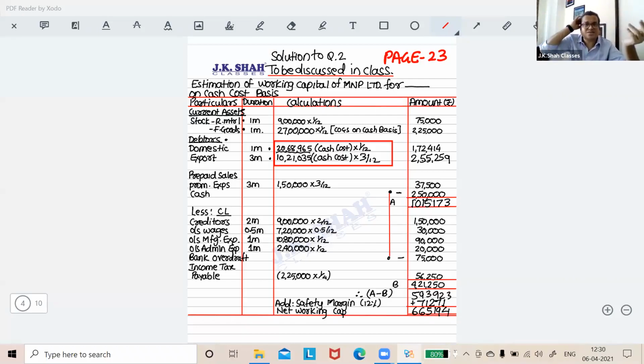Why make an extra assumption? Basic assumptions are fine. All activities are spread evenly throughout the year. All sales are on credit basis. These are fair assumptions. Otherwise, if the question says estimate the working capital of Bhargav Limited, one line answer, assumption, it is closed. They don't need any more working capital. Finish.